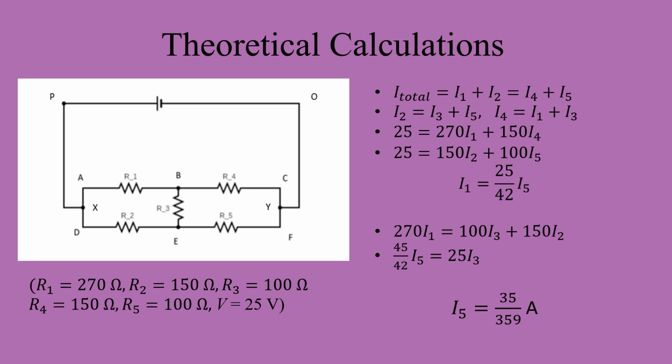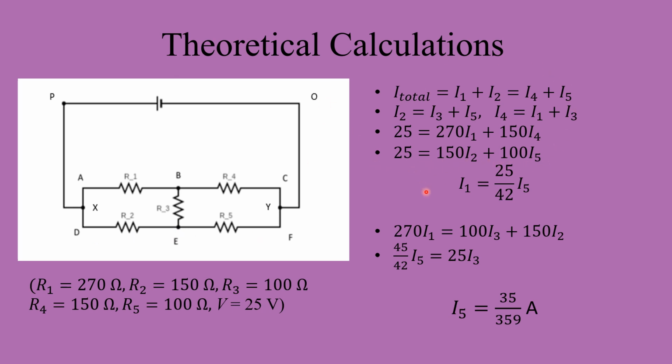Alright, let's do some theoretical calculations. Looking at point X, we can say that I total must be equal to I1 plus I2 using the junction rule. And we can use the junction rule for point Y, point B, and point E too. So we get these two lines of equations here. Then using a loop rule for O, P, A, B, C, O, we get this third line. And using the loop O, P, D, E, F, O, we get the fourth line.